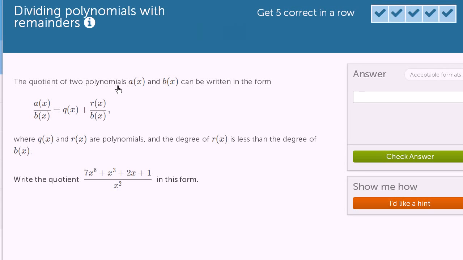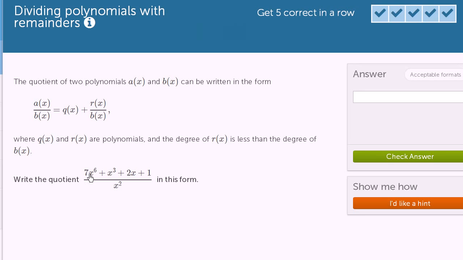The quotient of two polynomials, a of x and b of x, can be written in the form a of x over b of x is equal to q of x plus r of x over b of x, where q of x and r of x are polynomials, and the degree of r of x is less than the degree of b of x.